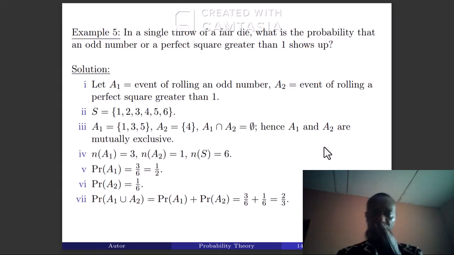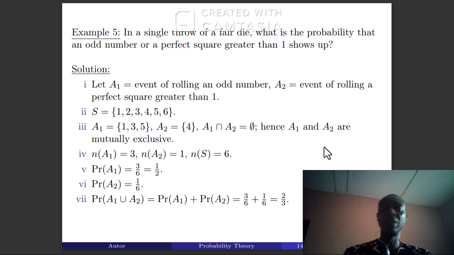So let's see an example. This example demonstrates what we are saying. In a single throw of a die, what is the probability that an odd number or a perfect square greater than 1 shows up? So we represent the event of getting an odd number as a1, while the event of a perfect square greater than 1 is a2.